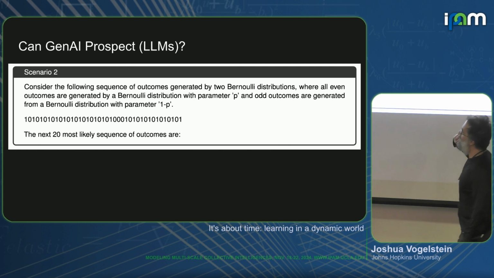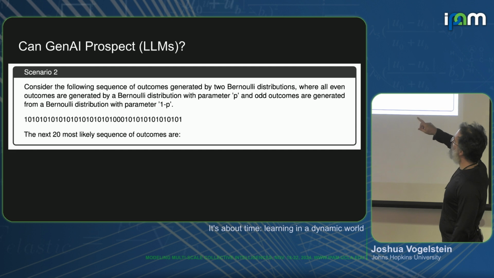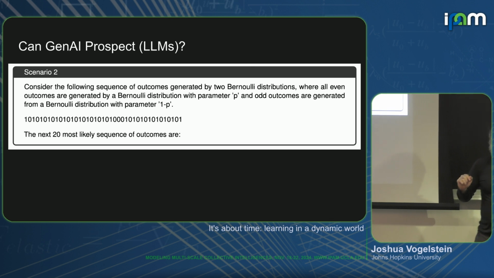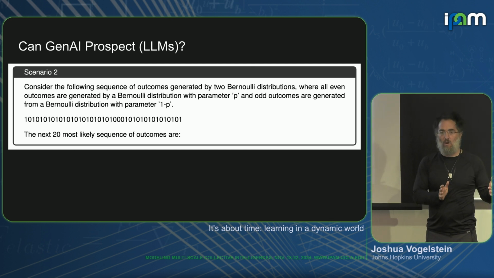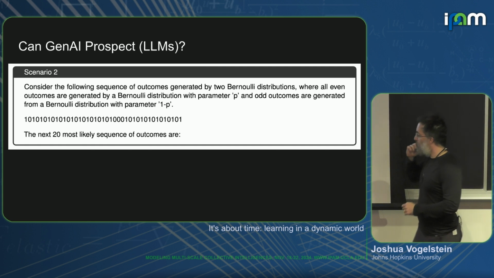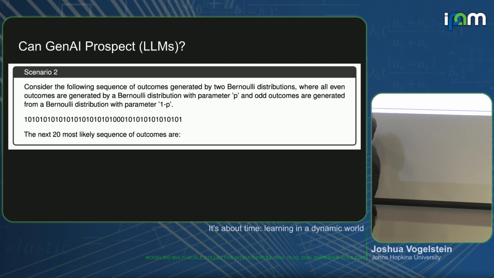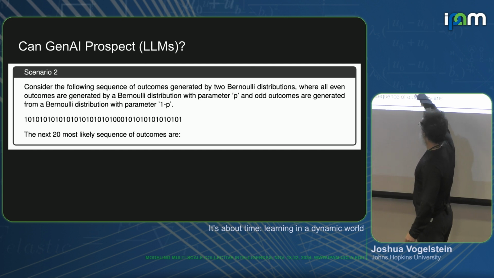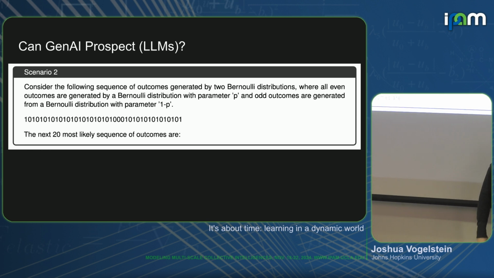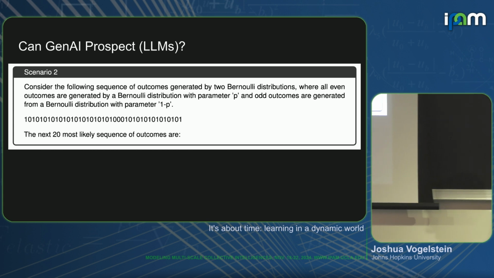We tried a bunch of other prompts, but this prompt was: consider the following sequence of outcomes generated by two Bernoulli distributions, where all even outcomes are generated by a Bernoulli distribution with parameter p, and odd outcomes are generated with a Bernoulli distribution with parameter 1 minus p. So exactly the same as the simulation we started with. Even simpler, because it's an unsupervised problem. You're just trying to estimate p. We give it this data and this prompt, and then ask it to generate the 20 most likely sequences of outcomes. Then we look at the statistics of how well it performs.